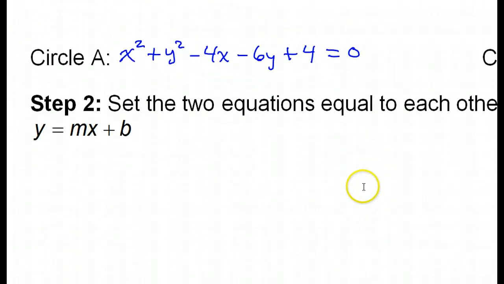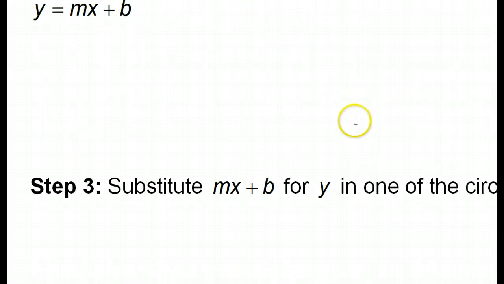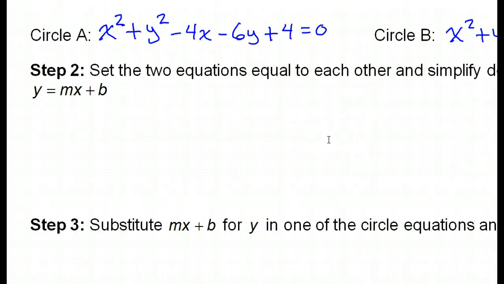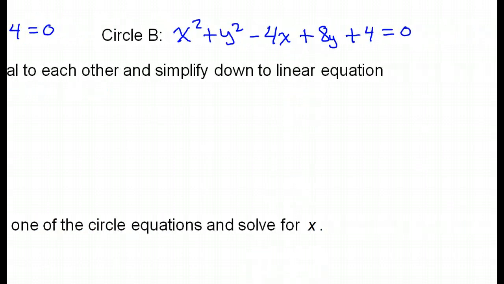Time for step 2. Step 2 says set the two equations equal to each other and simplify down to a linear equation y equals mx plus b. It makes sense that we should be able to set them equal to each other, because see how they both equal 0? If they both equal 0, then in this form they should equal each other.